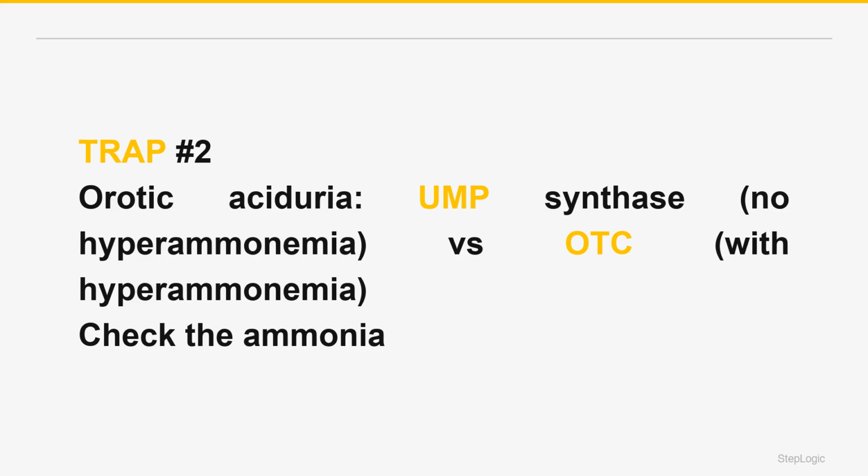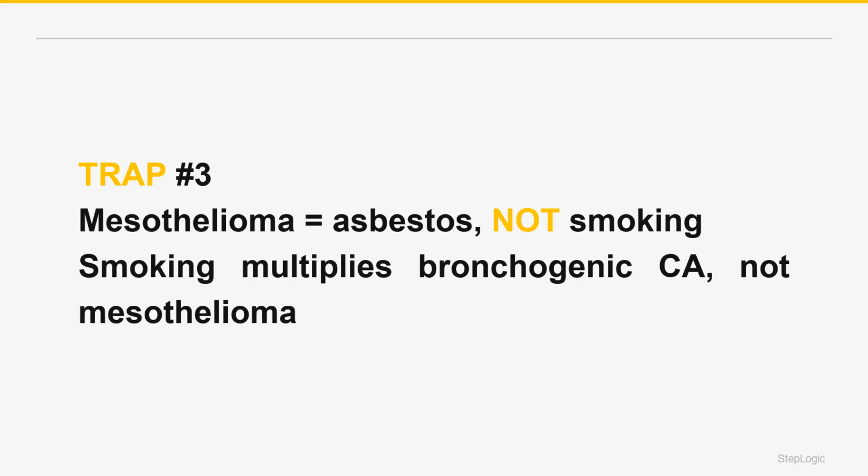Trap 2. Orotic aciduria with megaloblastic anemia and no hyperammonemia is hereditary orotic aciduria from UMP synthase deficiency. Orotic aciduria with hyperammonemia is OTC deficiency in the urea cycle. The ammonia level splits them. Trap 3. Mesothelioma is tied to asbestos exposure with a long latency, and smoking does not raise mesothelioma risk. Smoking multiplies the risk of bronchogenic carcinoma instead. Keep those two asbestos cancers straight.